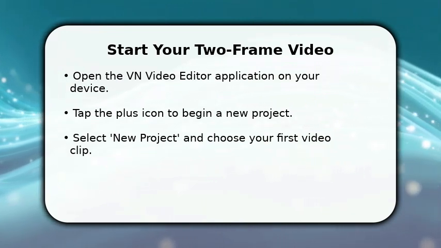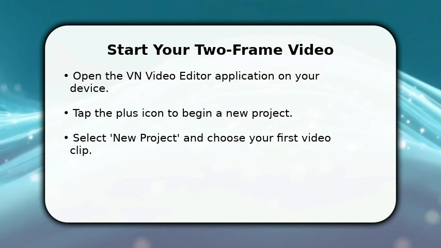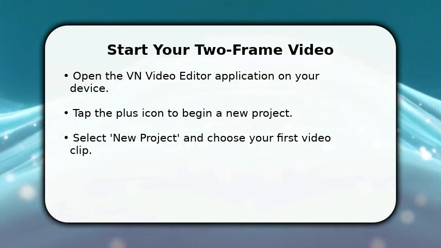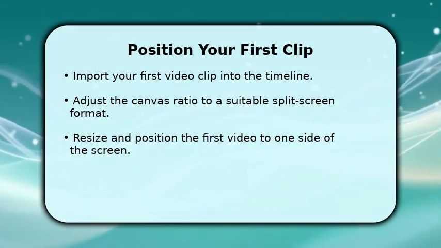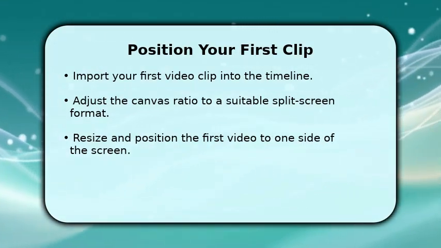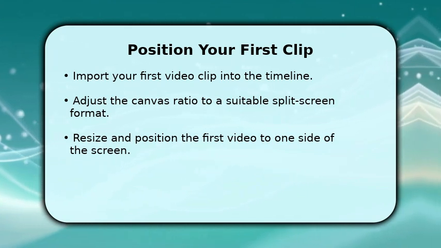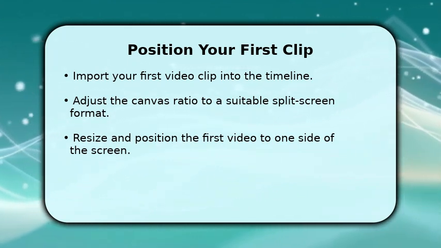You will then be prompted to choose your initial video clip from your gallery. This clip will serve as the base for your split-screen creation. Once your first video is in the timeline, it's time to prepare the canvas. Tap on the original button at the top of the preview window to change the aspect ratio.